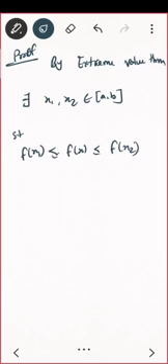Since your function is continuous on the closed interval a to b, it will have its maximum and minimum, that is GLB and LUB. So I am saying that there are points x1 and x2 such that f of x1 is less than or equal to f of x, and that is less than or equal to f of x2. Correct? What else then? If you are having this, what else? For all x belongs to [a, b].